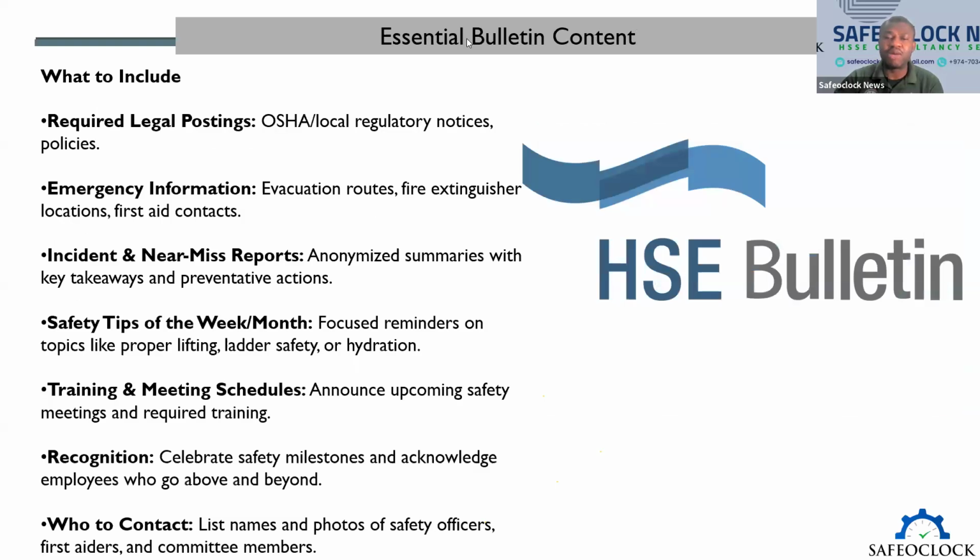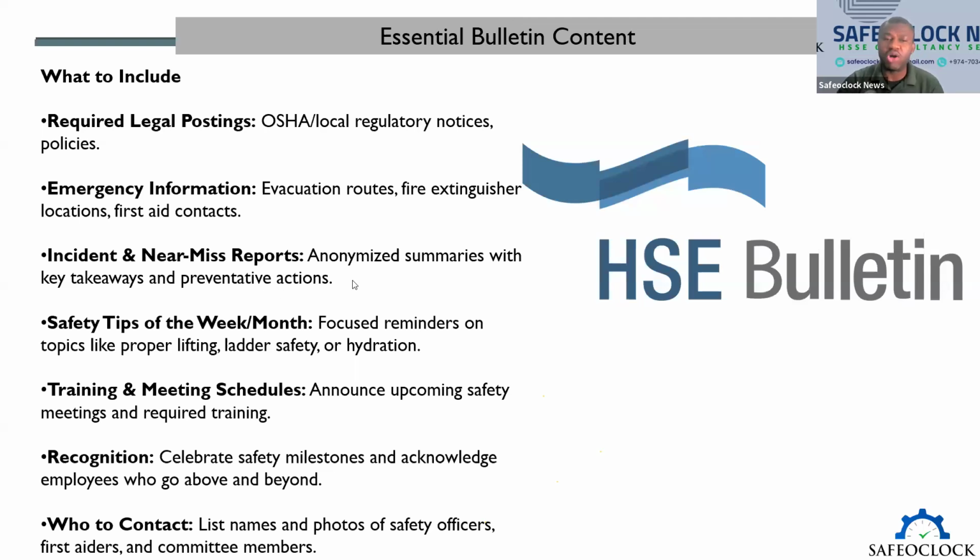So now let's look at some content of a safety bulletin. One of the contents is the legal requirement. In safety bulletins, you can mention the legal requirements that the organization is supposed to comply with. It should also contain emergency information, like emergency evacuation routes, location of fire extinguishers, and first aid locations. So we can design that in our safety bulletin, okay?